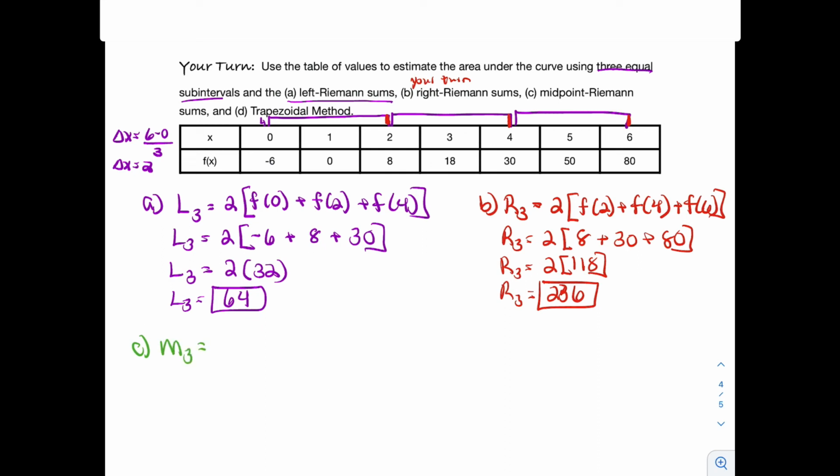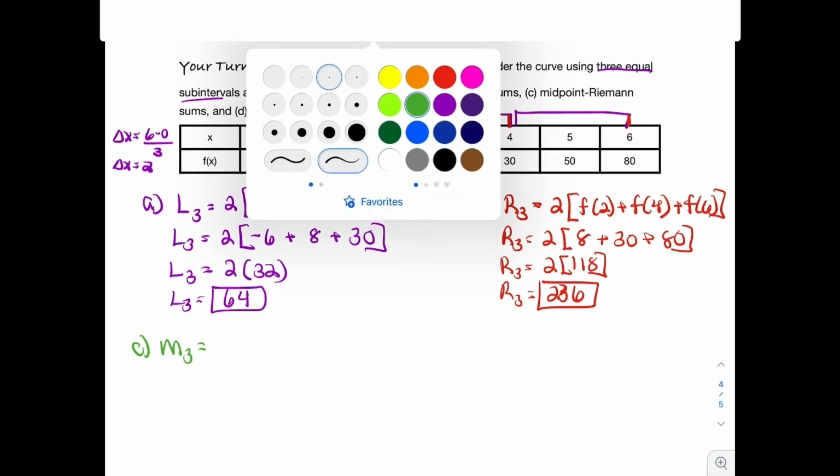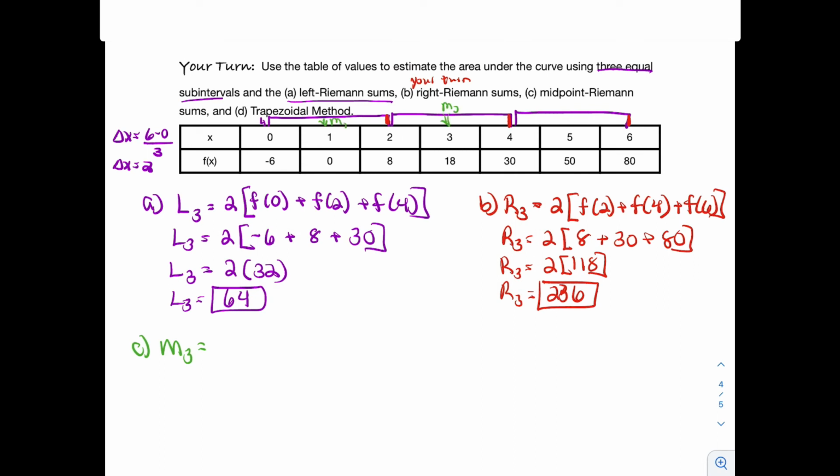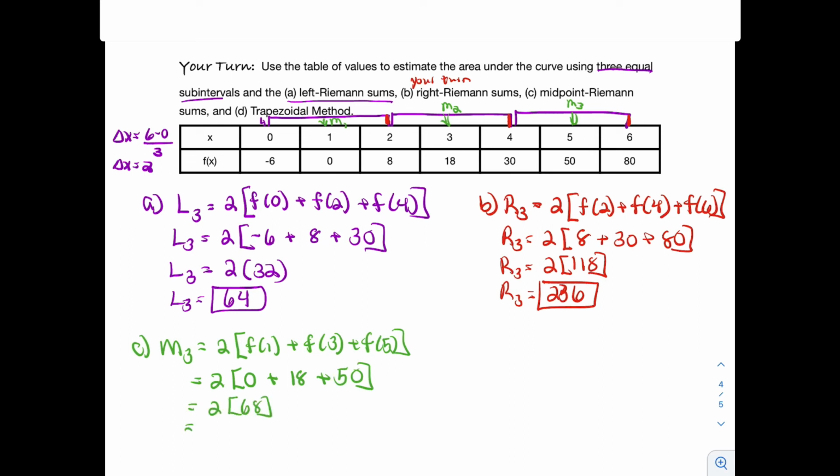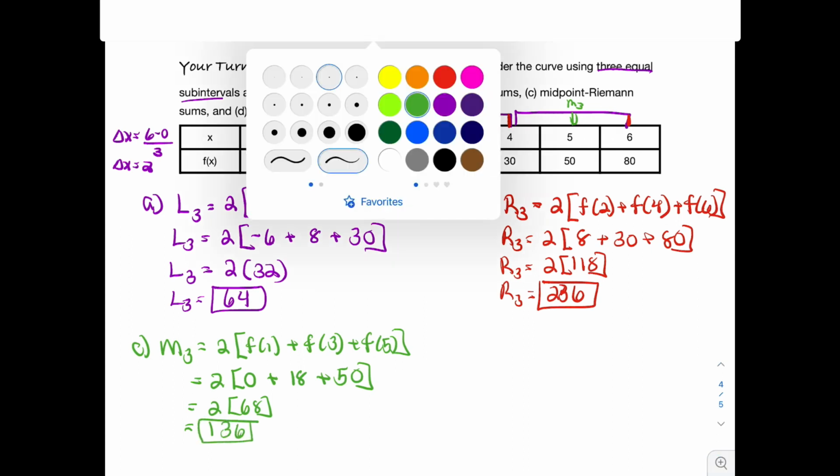Okay, next, I want you to approximate using your midpoint Riemann sum with 3 subintervals. So M3 is going to be equal to our delta x, which is still 2, times our function value at our midpoints. So our midpoint is halfway in between these. Since these are nicely equally spaced, our first midpoint is f of 1, our second midpoint is f of 3, and our third midpoint is f of 5. Using our table, we figure out that f of 1 is equal to 0, f of 3 is equal to 18, and f of 5 is equal to 50. Adding those together and multiplying by 2, I end up with my midpoint approximation for the area under this curve is 136.